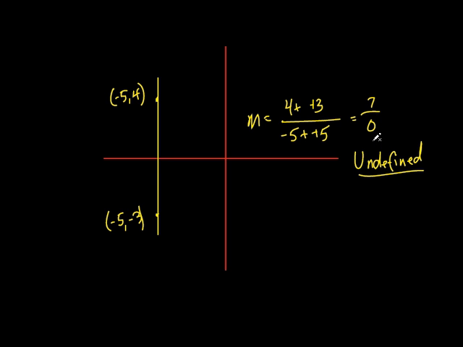We say that a vertical line has an undefined slope, or you could even say it has no slope. Some people get confused between 0 and no. No means it doesn't exist. 0 does exist. There is a 0 on the number line. Okay, 0 does exist, but no slope means it does not exist. There is no slope with a vertical line.